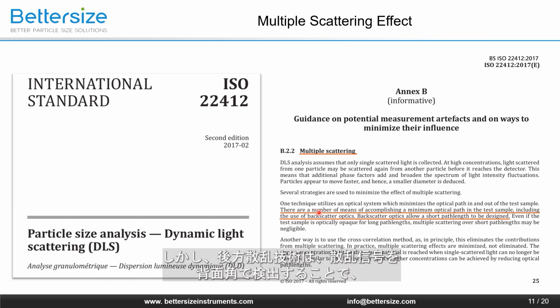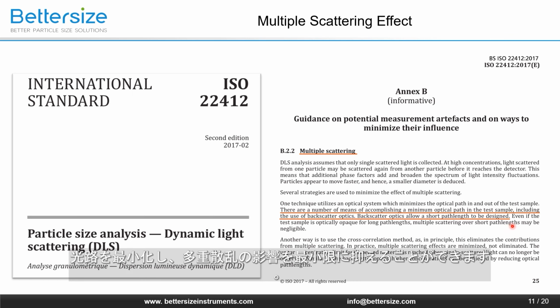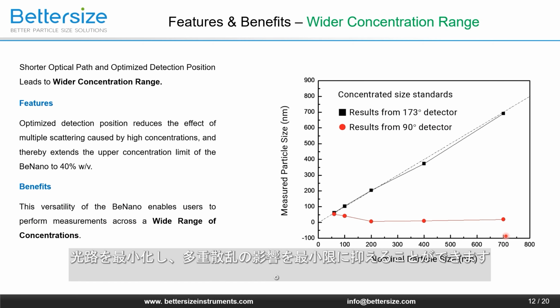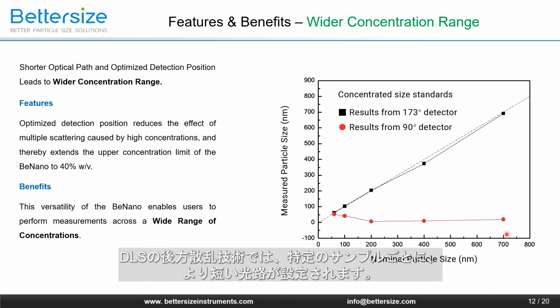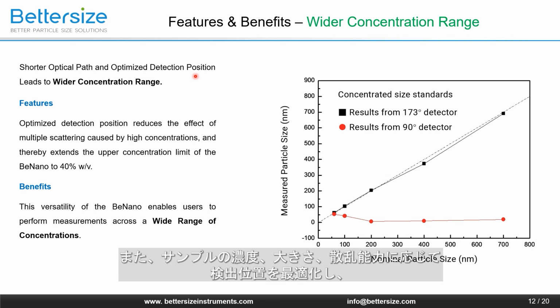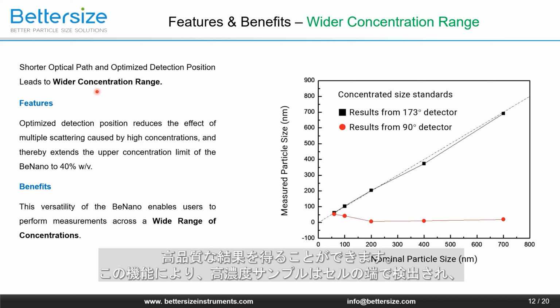However, the backscattering technology can minimize the optical path by receiving the light signals at the back angle, and therefore minimize the effect of multiple scattering. In the DLS backscattering technology, for every specific sample, the shorter optical path is achieved, and the optimal detection position is optimized to achieve high-quality results according to its sample concentration, size, and scattering ability.